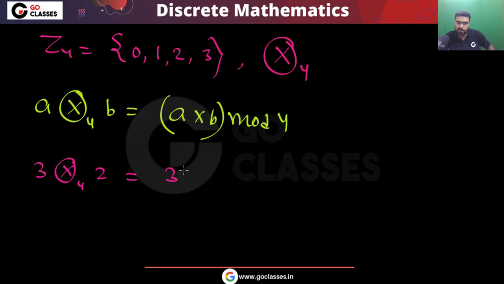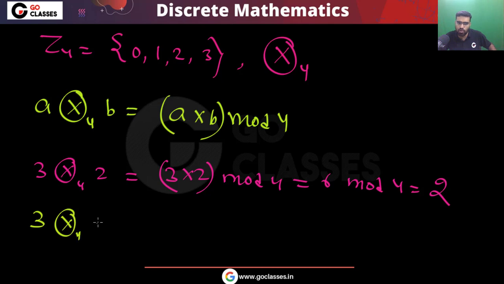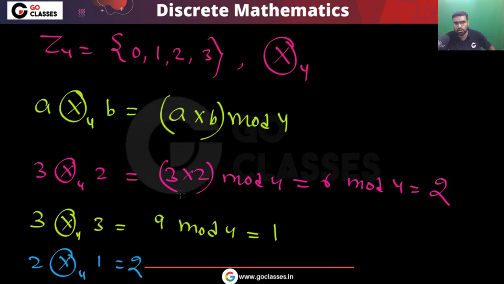For example, if I ask you 3 multiplication modulo 4, 2, what will that be? First you multiply 3 with 2 and then you find the mod 4. So that will be equal to 6 mod 4, and 6 mod 4 is equal to 2. Similarly, 3 multiplication modulo 4, 3: first you multiply, which gives 9, then you find mod 4, so that is equal to 1. And 2 multiplication modulo 4, 1 is 2. So first understand this concept: first you multiply, then you find the mod 4.